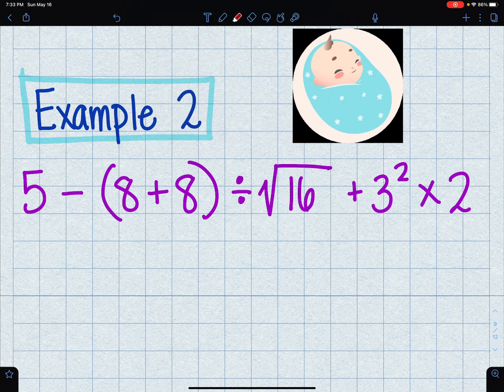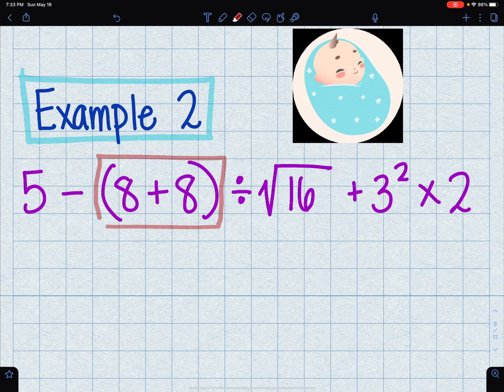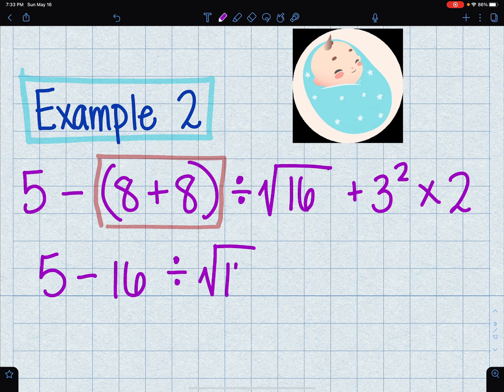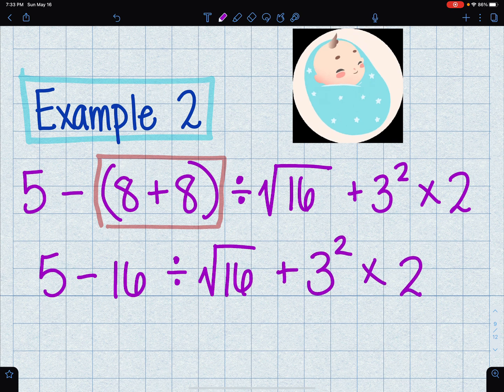The first thing, please excuse my dear Aunt Sally, is parentheses. So we're going to simplify this part first. Okay, so I'm going to rewrite the problem and do 5 minus 16 divided by square root 16 plus 3 squared times 2.